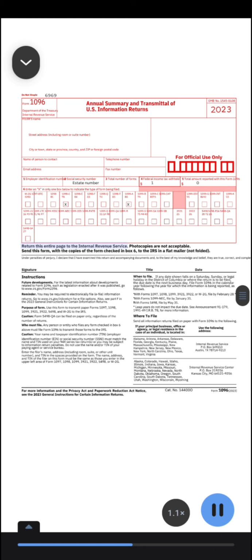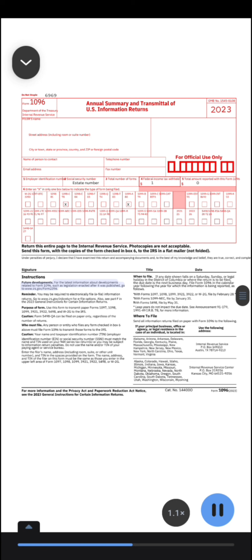Instructions. Return this entire page to the Internal Revenue Service. Photocopies are not acceptable. Send this form, with the copies of the forms checked in Box 6, to the IRS in a flat mailer, not folded. Signature. For more information on the Privacy Act and Paperwork Reduction Act notice, see the 2023 General Instructions for Certain Information Returns. When to file. If your principal business, office or agency, or legal residence in the case of an individual, is located in the listed states, use the following address.